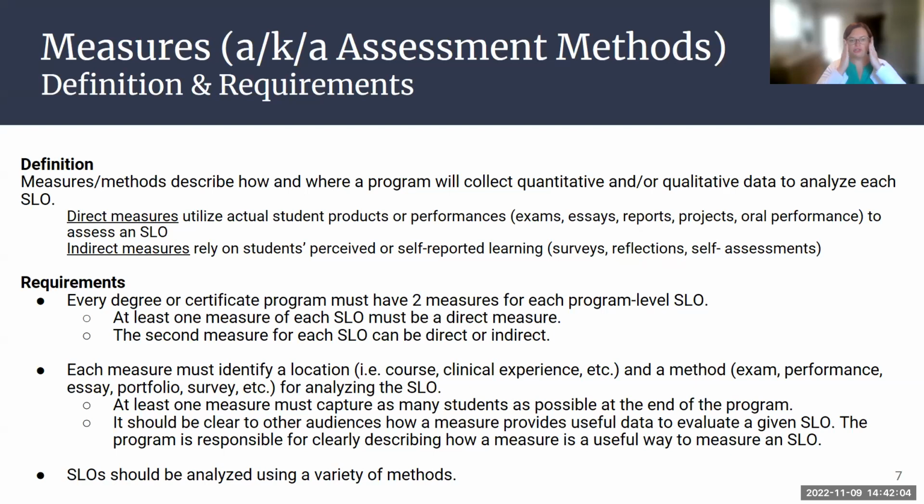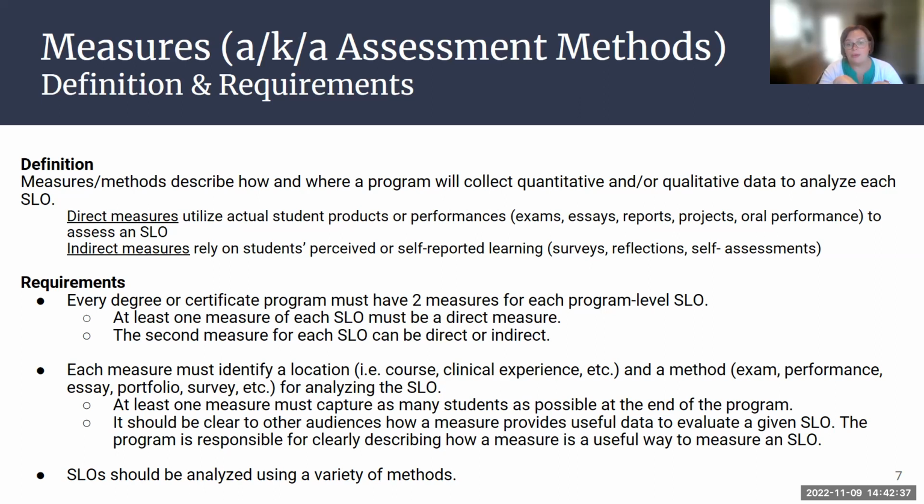So in terms of measures or methods, we use those terms interchangeably. For us, there are really 2 types of measures, direct measures and indirect measures. So direct measures are those things where you're really looking at a student product and assessing their work in some way or performance. Indirect measures rely more on self-reported learning, or they are sort of a reflective tool or self-assessment that students might do about their own learning. So that's an indirect assessment.